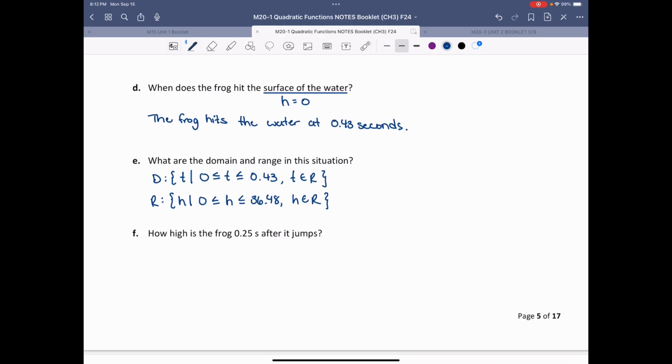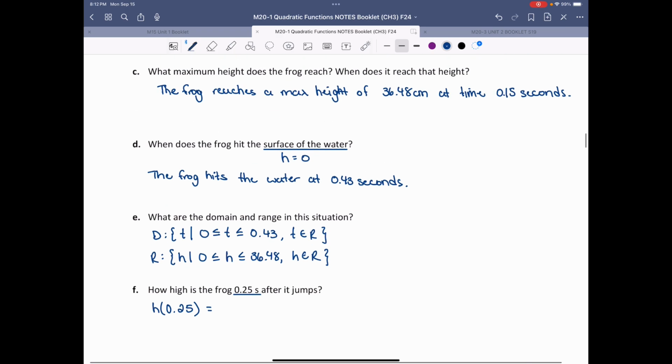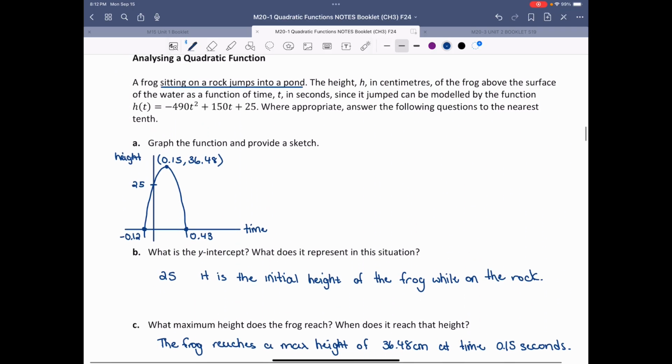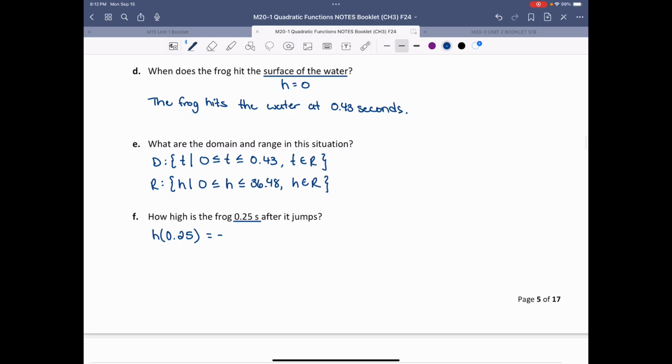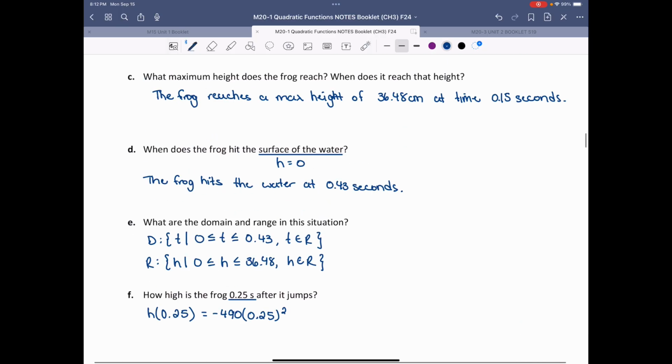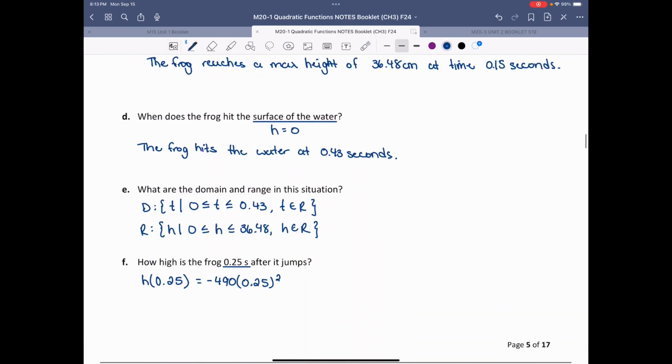Part F, how high is the frog 0.25 seconds after it jumps? So 0.25 seconds, that's a t value. We can plug that in to our function. H of 0.25 is what we want to know. So that means plug in 0.25 for t everywhere that there is a t in the equation. So our equation is negative 490 times 0.25 squared plus 150 times 0.25 and then plus 25.